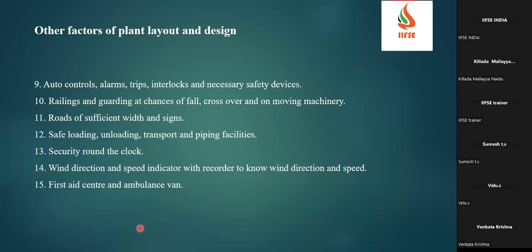And safe loading, unloading, transport and pipeline facilities, security around the clock, and wind direction, also a speed indicator with the recorder to know the wind direction. Here we used to have the wind socks to know the direction based on the colors and also the wind flow. We can understand the speed per kilometer.